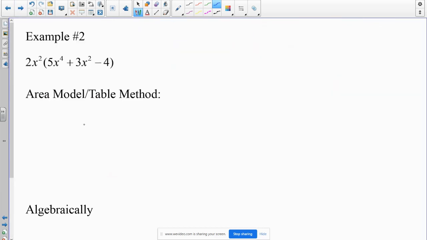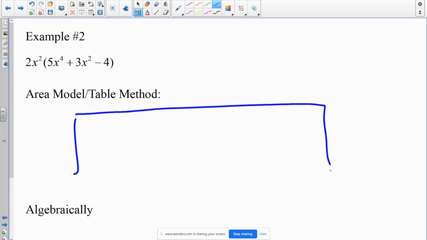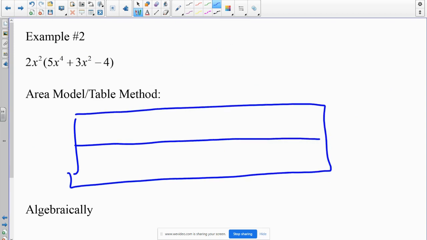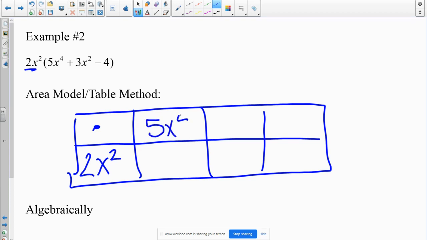So your area model, again, I'm going to draw it horizontally. I'm going to put my monomial on my left side here. So this is 2x squared is my monomial I'm multiplying. Each term goes in a box, so that would be 5x to the fourth, 3x squared, and negative 4. Just notice and pay attention to the signs. That would make a huge difference on your final answer. So make sure that every sign goes with that term.